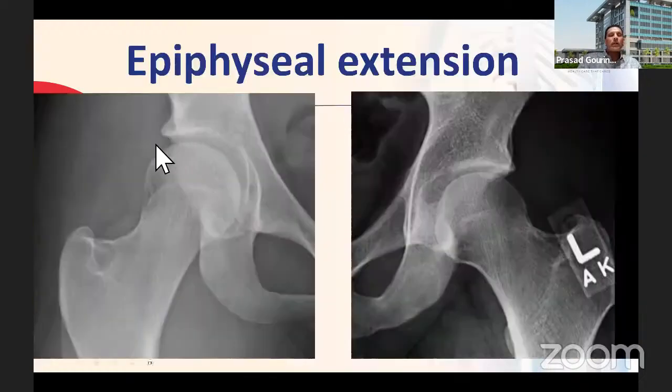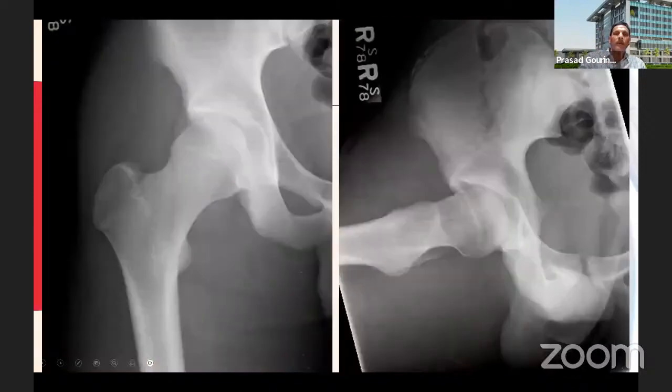Look at this head. It looks like a perfectly round head, but look at the epiphyseal extension. That means there's cam morphology right here. Here again, epiphyseal extension, a sign of cam morphology. Here's another, you can see the cam on the AP view, epiphyseal extension sign.